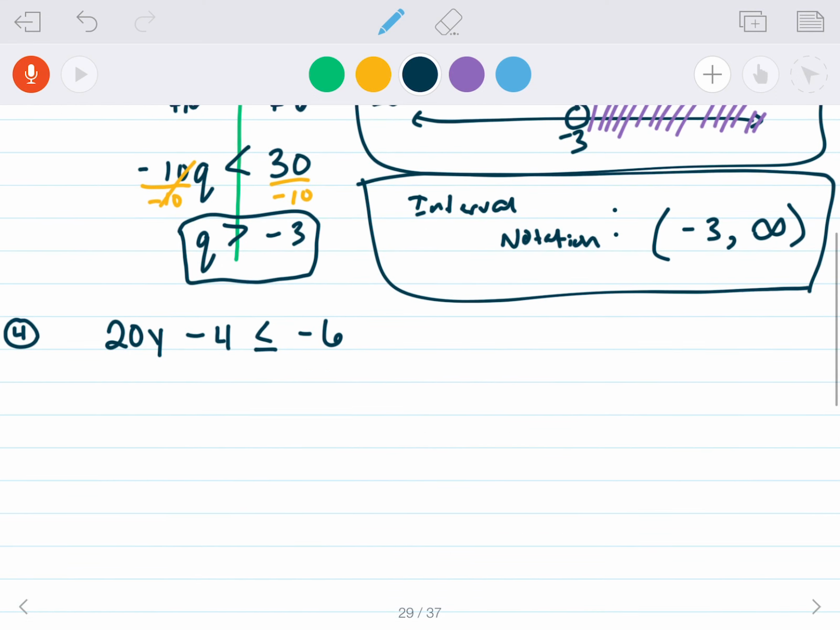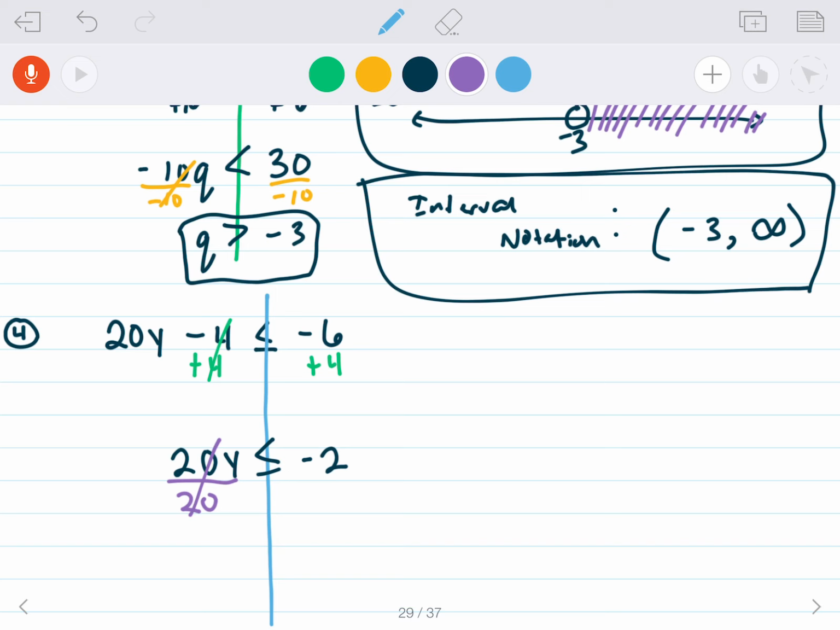Okay, let's do another one. Draw my line through the inequality. I'm isolating y. So the first thing I'm going to do is add 4 to both sides. That's going to give me 20 times y is less than or equal to negative 2. From here, I am going to divide both sides by 20 to get y alone. Noticing that I never divided or multiplied by a negative, so I do not need to flip a sign. So simplifying this by 2, dividing top and bottom by 2, I get y is less than or equal to negative 1 over 10.